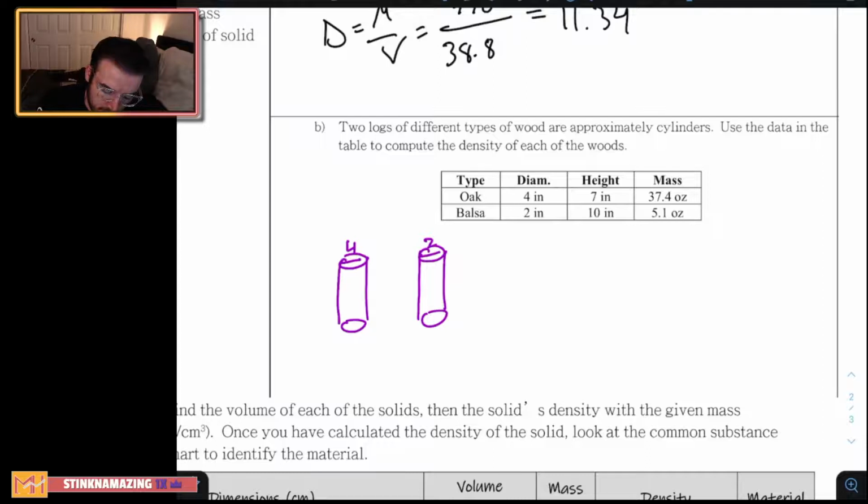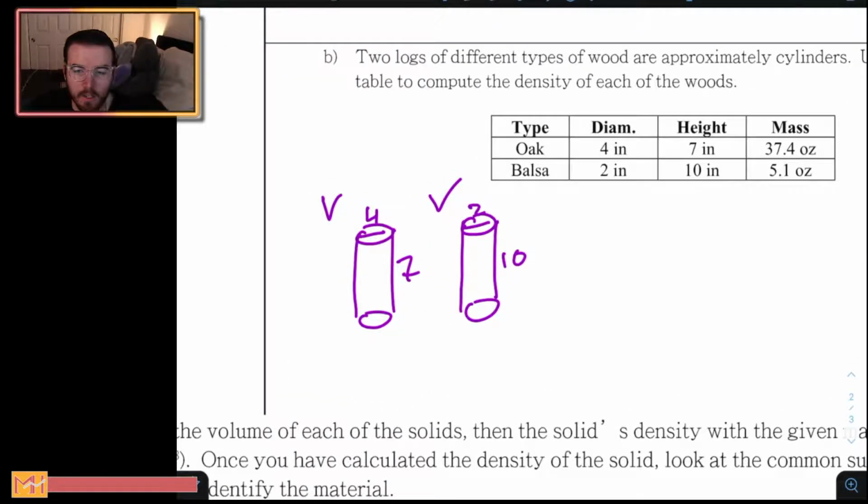The height of the log is 7, the height of the log is 10. So if we want to compare the densities of each of these, we need to find the volume of each of these. So volume is area of the base times height, okay? Because these aren't spheres anymore. We're not using the formulas from the first page. We're going back to lesson 2.